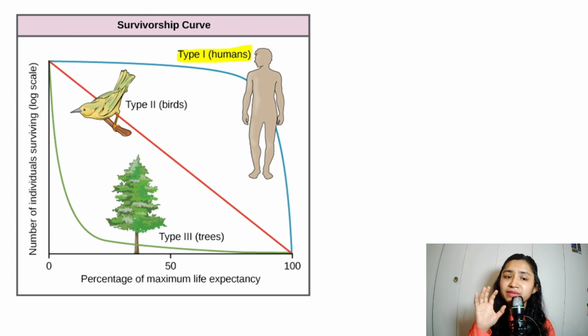For example, humans. When we are too young, our parents give us much care so that we survive. Because the parents give us much care, in the juvenile stage our mortality rate is very low, but when we age, our mortality rate becomes high, like our survival becomes very low. At a young age our survival is very high because we get a lot of attention and care, but as we age our survivorship goes down.